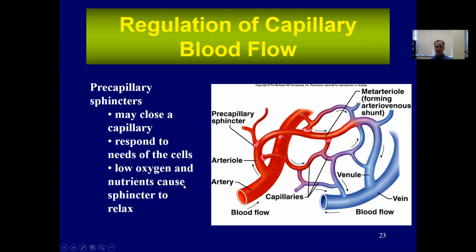So the regulation of capillary blood flow, again, as mentioned, you have the precapillary sphincters in the arterioles, and they may close the capillary. They respond to the needs of the cells. So if there's high demand for oxygenated blood to that tissue, then the precapillary sphincters will dilate, allowing for more blood flow to the capillaries. And in times when not as much blood is needed, they will contract, preventing blood flow to the capillaries and that part of the tissue.